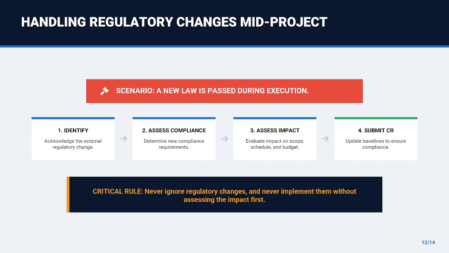What happens when a regulation changes mid-project? Look at the workflow. Identify the new regulation, the external change, assess the impact on the project's compliance requirements, assess the impact on scope, schedule, and budget, submit a change request to update the baselines to ensure compliance. Never ignore a regulatory change and never implement it without assessing the impact on the baselines first.